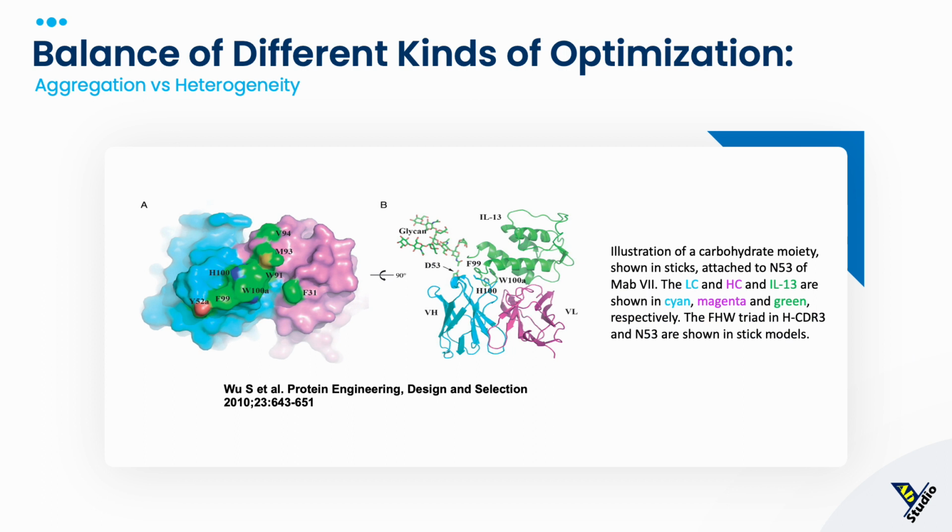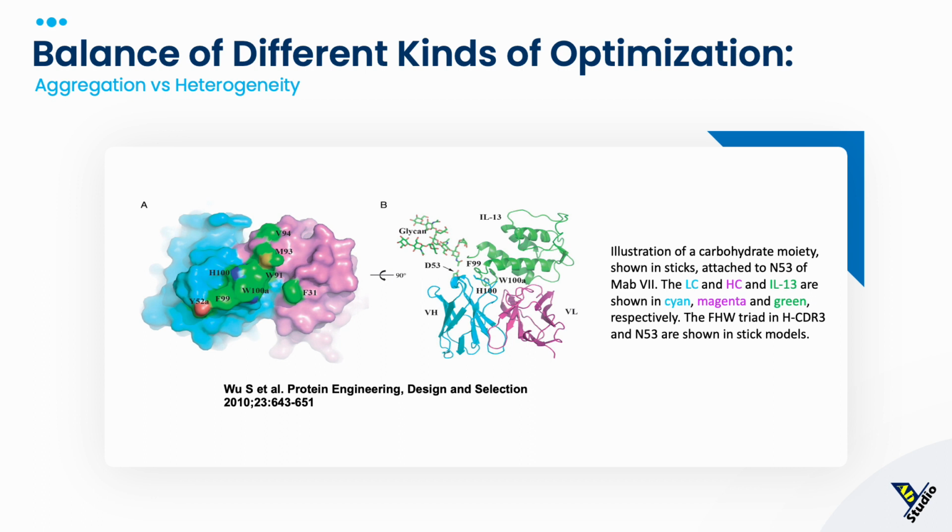Other than following these rules to humanize the antibody, during the antibody humanization process, we also do some optimization. The optimization needs to take into account a lot of balances. For example, this is a paper published in 2010. The author found that in the CDR domain of a certain antibody, there is an N-glycosylation site. They mutated the N to a D, so the N-glycosylation is removed. However, the new protein, though the affinity is similar to that of the parental antibody, is prone to aggregation.